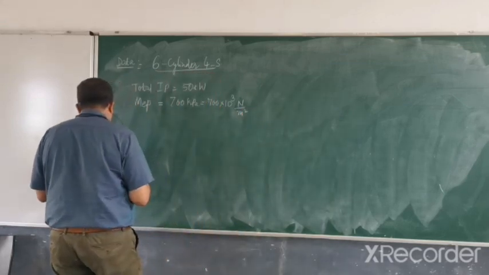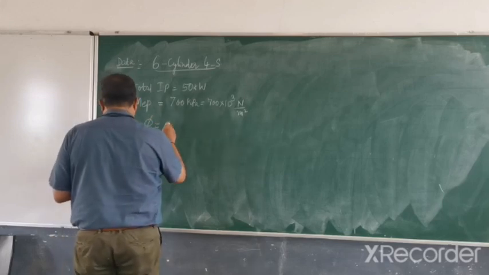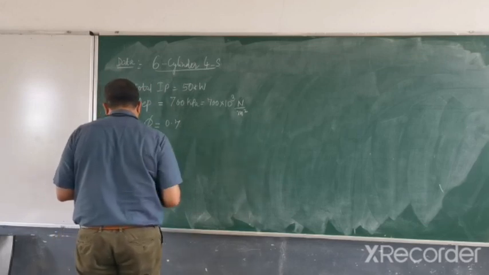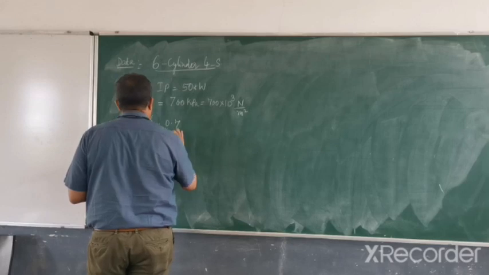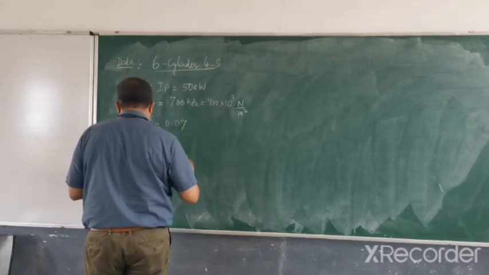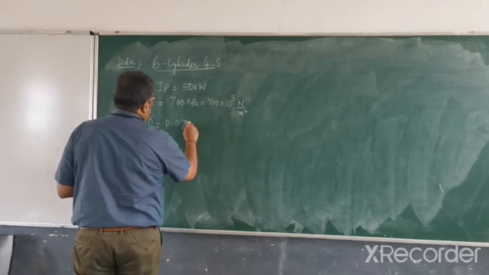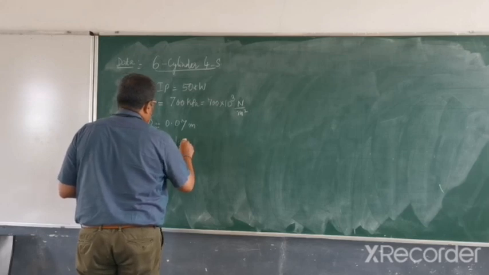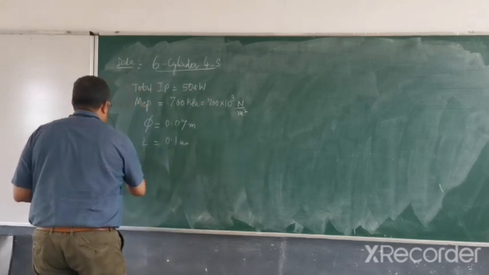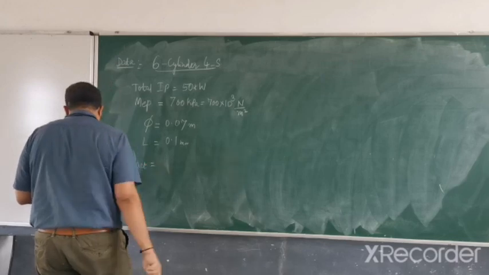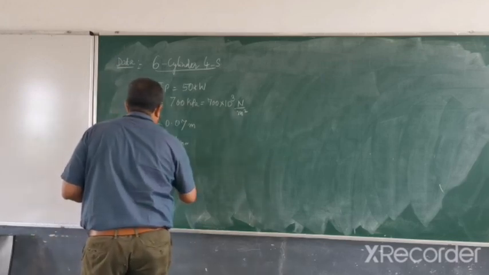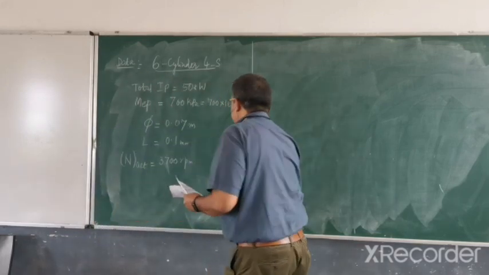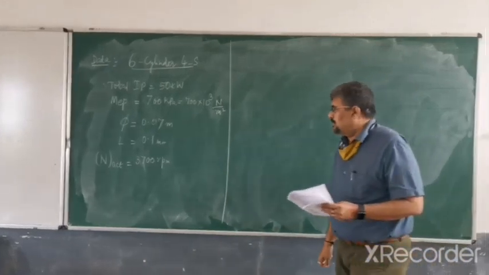Then bore and stroke length are given. So bore is nothing but 70 mm, which is 0.07 meters, and stroke length L is 100 mm, which is nothing but 0.1 meters. Then N is given. Okay, so N actual is given as 3700 RPM. Okay, so we need to find out what is the average misfire per minute.